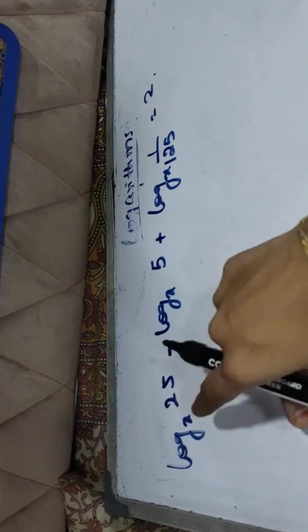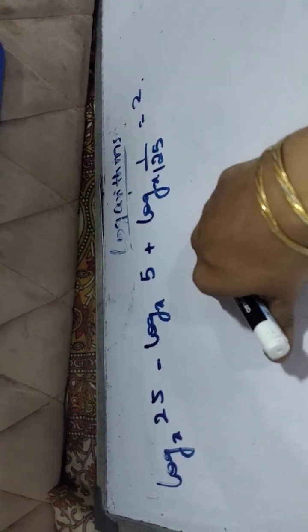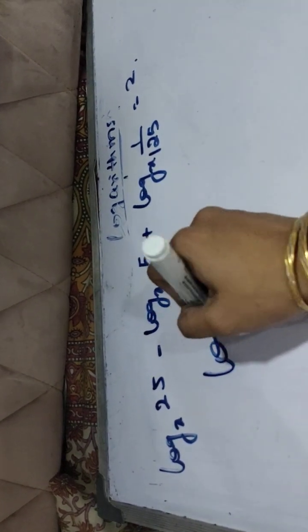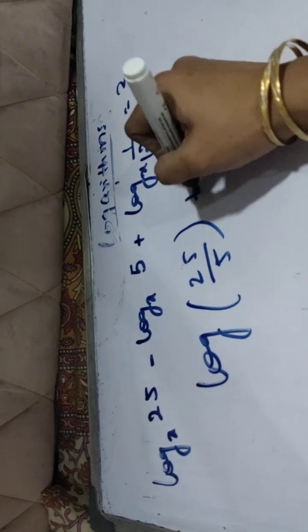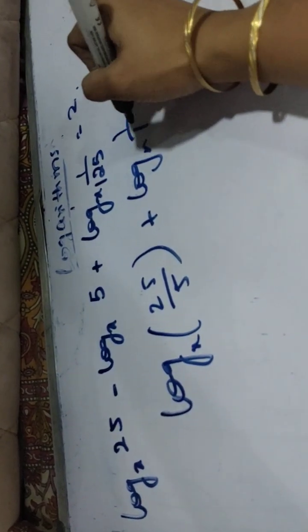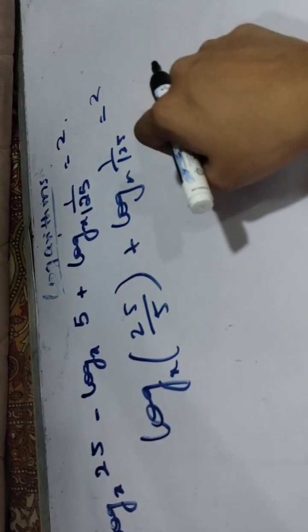Now what we can do is, this is being subtracted, okay? When you have log m minus log n, what does that mean? It means you need to divide, okay? 25 is being divided by 5, and then you have x over here. You have log x 1 by 125. Now what will happen? You will have to multiply these two because they are in addition.